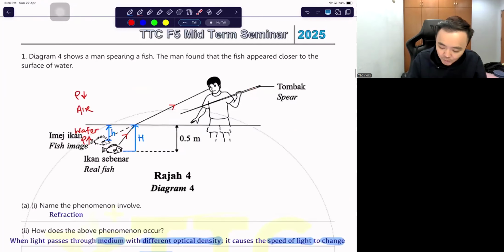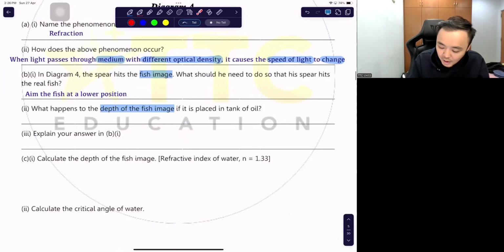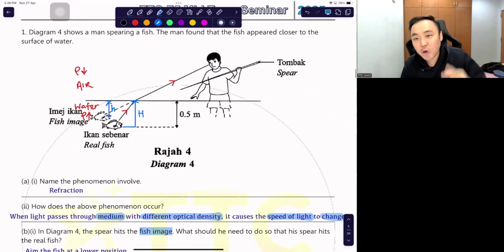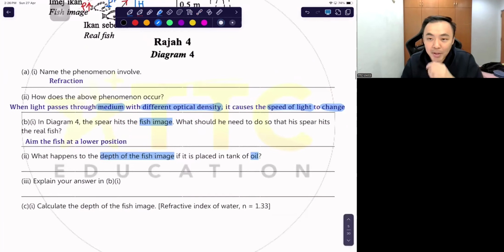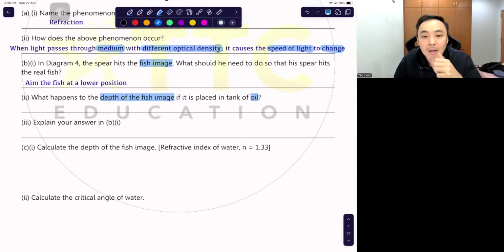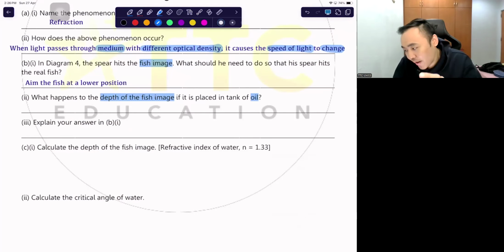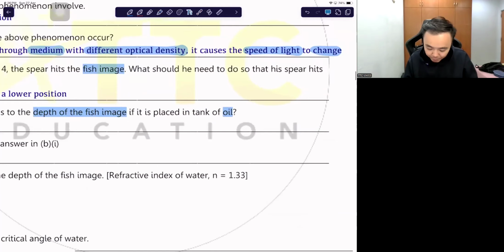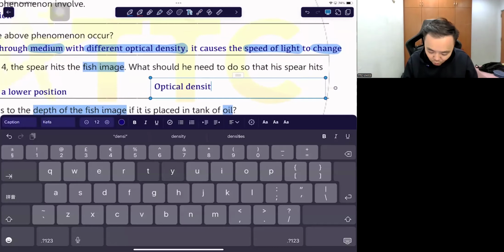Okay, now back to this. What happens to the depth of the fish if it's placed in a tank of oil? Where is the fish originally? In water. Now change to oil. So what happens to the optical density? If you go to oil, is the optical density higher or lower? Okay, now I write for you, and you write down also: is the optical density for oil bigger or smaller than the optical density for water?